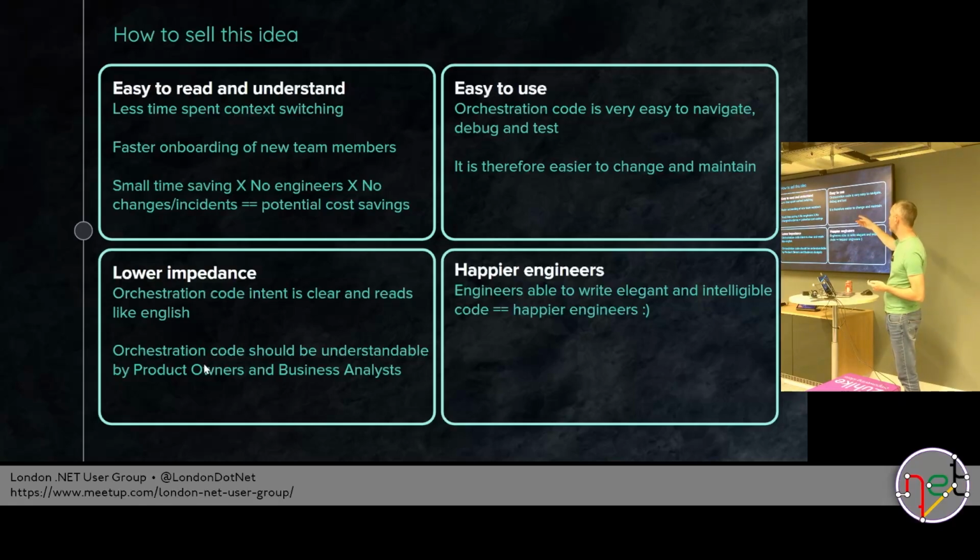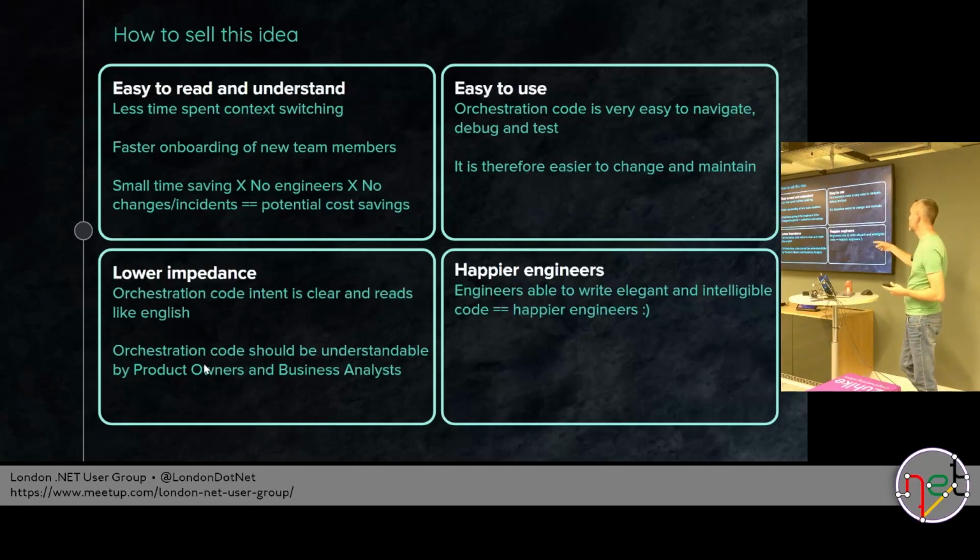It's easy to read and understand, so you could argue it's less time spent context switching, faster to onboard new people, and you could contrive a potential cost-saving calculation, although I'm not sure. It's easy to use. Hopefully you'll agree that I've shown that it's quite easy to navigate, fine to debug, and easy to test. So therefore it's easier to live with, easier to change and maintain.